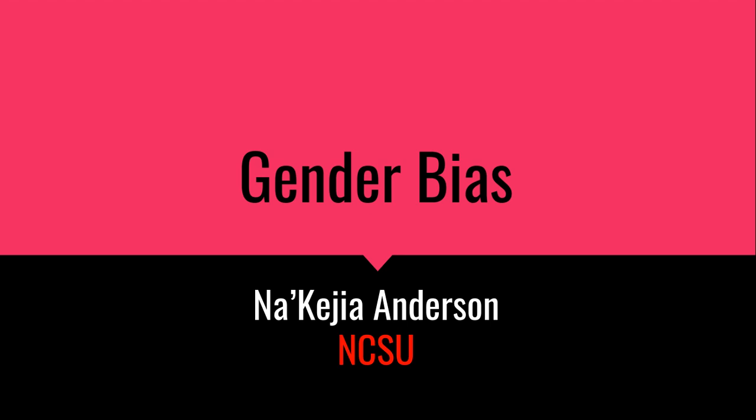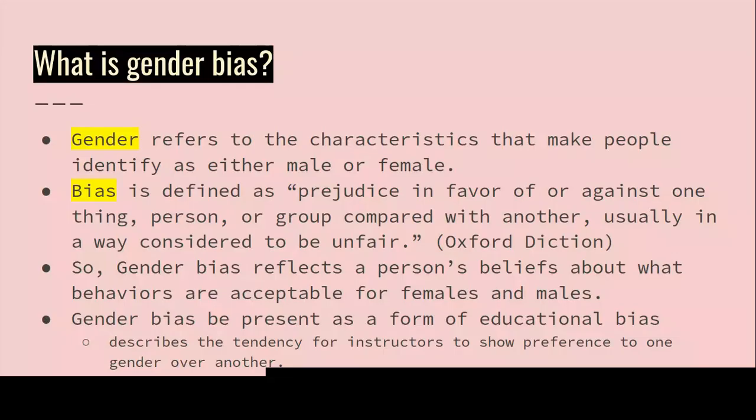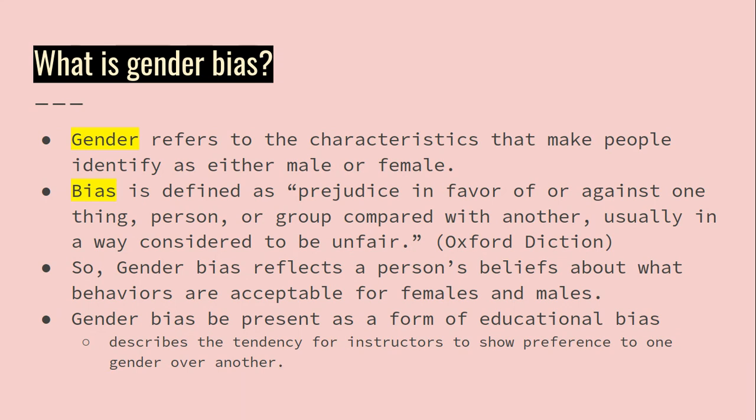Today, I will be discussing gender bias and its effects in education and the classroom. First, what is gender bias? Gender refers to the characteristics that make people identify as either male or female. Bias is defined as prejudice in favor of or against one thing, person, or group compared with another, usually in a way which is considered to be unfair, according to the Oxford Dictionary.